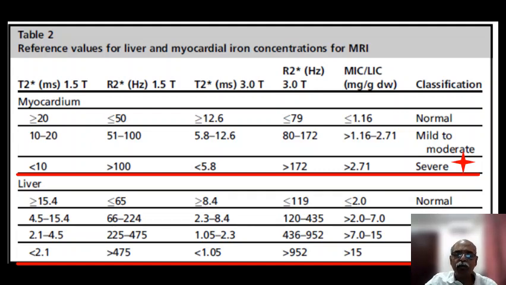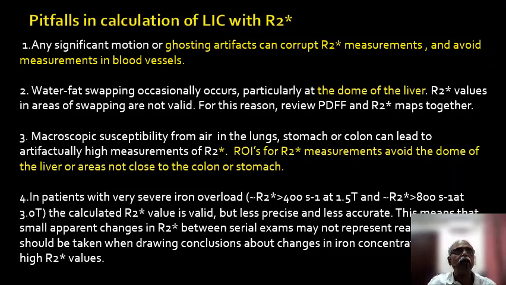And how do you get this milligram of iron per gram dry weight? You are just going to take the T2 star or R2 star, put this value in the software algorithm downloaded, like I told you, from the web app in the mobile, Android or Apple, and then calculate the iron concentration.